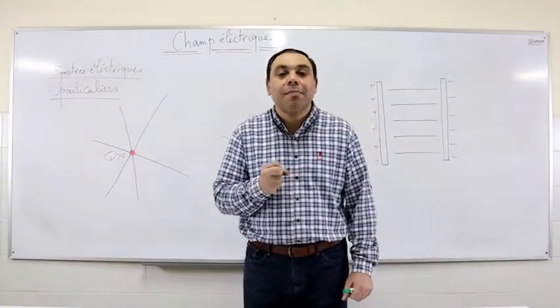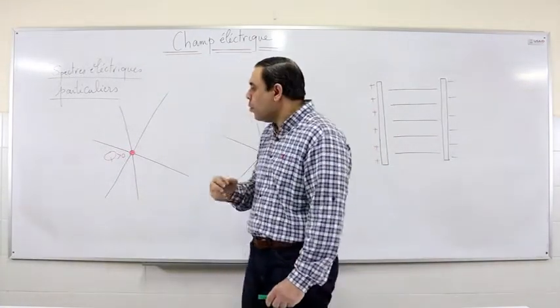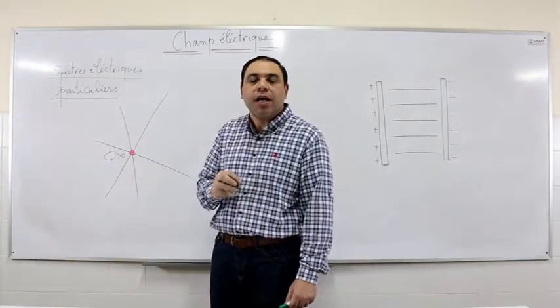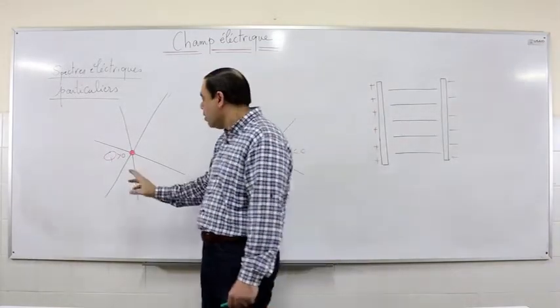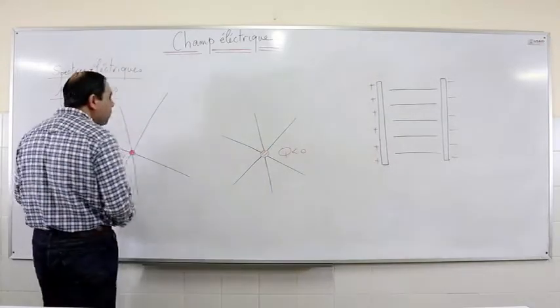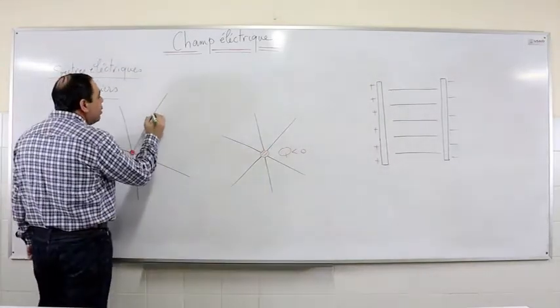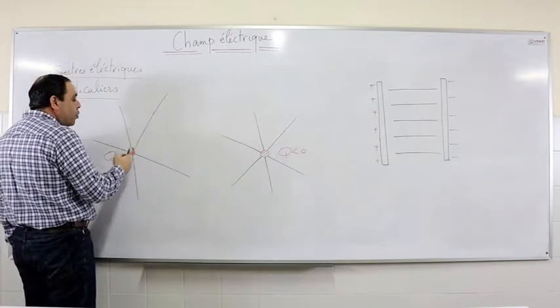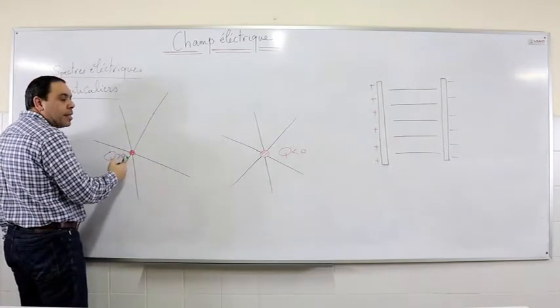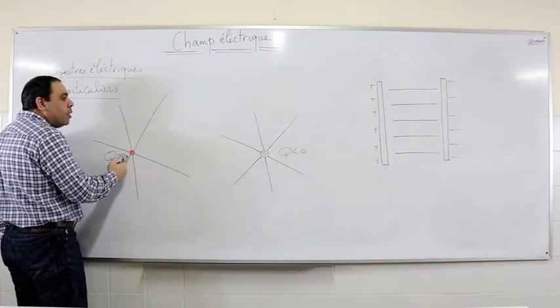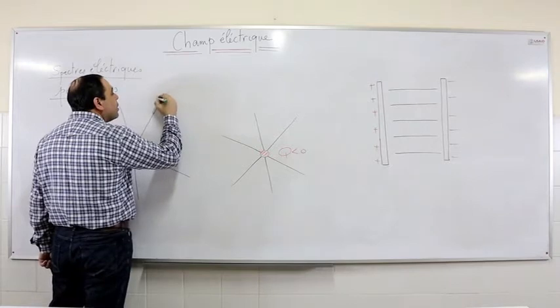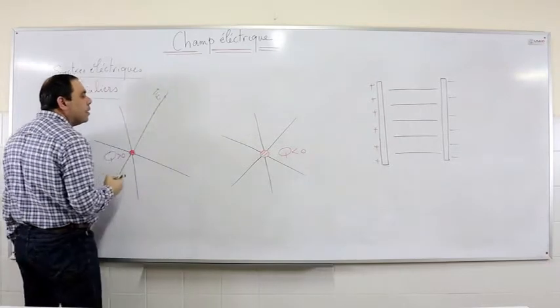Let's study some particular electric spectra. Let's start with the electric spectrum of a positive punctual charge. This is the positive charge. If we choose a point here, this point is in the electric field created by this charge. Let's represent the electric field vector here. This is the electric field vector.